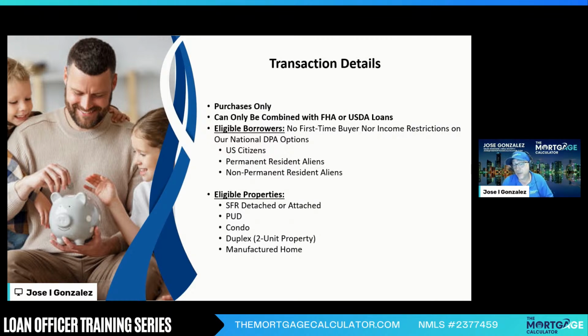There is a little bit of a loan level price adjustment for a duplex. I think it's half a point to be able to finance the duplex under DPA. And great news, we also allow manufactured homes, but there is also a loan level price adjustment. I think it's 1 point to be able to finance the manufactured home with down payment assistance. But the good news is it is possible.